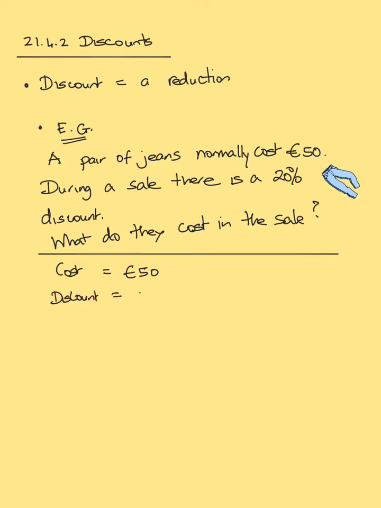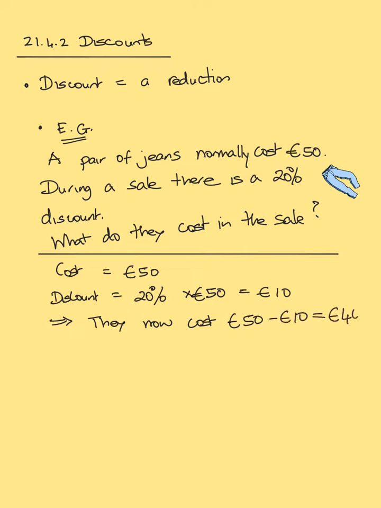The discount is a percentage of the cost, so it's 20% of €50. And 20% of €50 is €10. So that means that they now cost the €50 minus the €10 discount, in other words, €40. So they cost €40 in the sale.